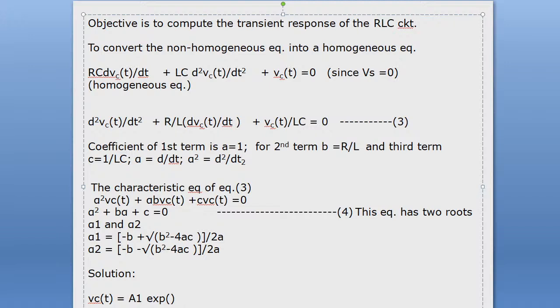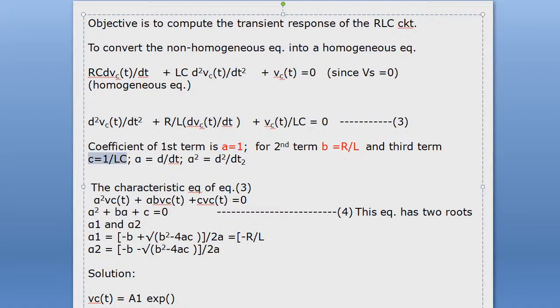Now everyone put the value of B, A and C in the expression of alpha 1 and alpha 2. If you put the values of A, B, C in this equation, you will get the ultimate expression. You see, I have written here b equal to r by l. Let me mark it in red color. B equal to r by l, A equal to 1, and c equal to 1 by LC.